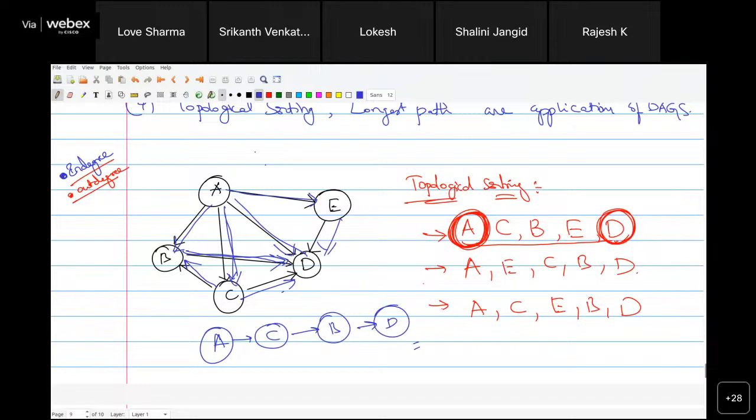How to compute this longest path has some series of steps. You have to initialize first, then you have to start the process. So it's like an algorithm. It has a series of steps involved to find this longest path. Just go through that particular lecture and you will understand it easily.